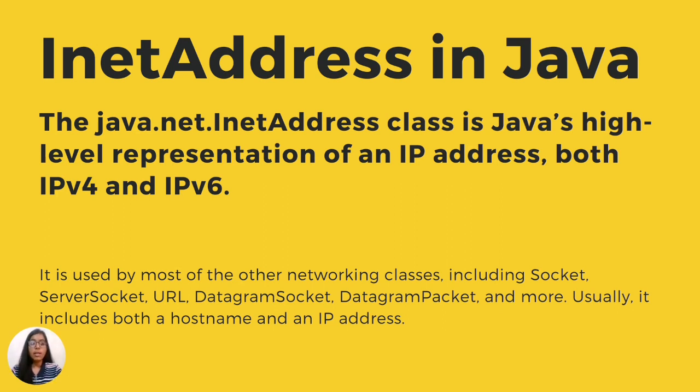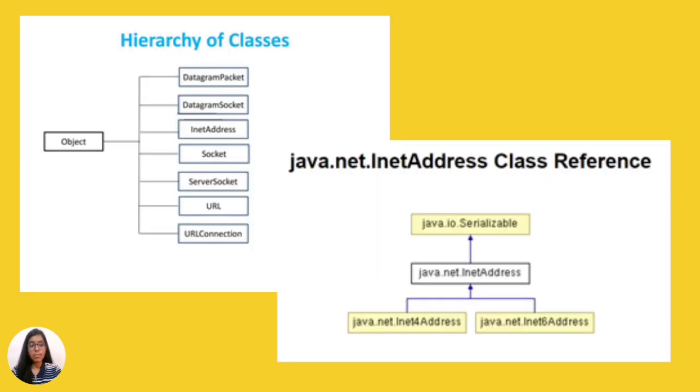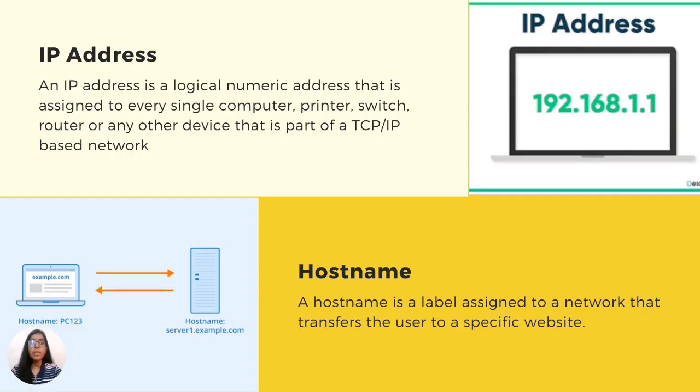The java.net.InetAddress class is Java's high-level representation of an IP address, both version 4 and version 6. Looking at the class hierarchy of the InetAddress class, it extends the Java Object class and implements Serializable. As we can see in the diagram, java.net.Inet4Address and Inet6Address both extend java.net.InetAddress, representing IPv4 and IPv6. Before we move on, it is necessary to understand the difference between an IP address and a host name.